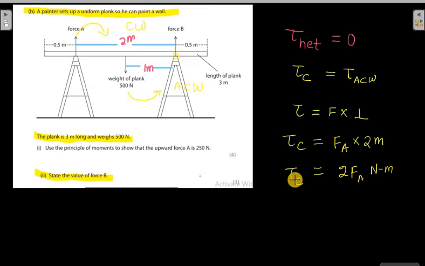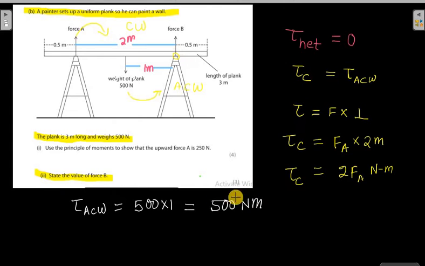If we take torque anti-clockwise, then we can write torque anti-clockwise will be equal to, this force is 500 Newton, and the perpendicular distance of the line of action of this force from B is 1 meter. Hence we can write torque anti-clockwise will be equal to 500 multiplied by 1, that is equal to 500 Newton meter.